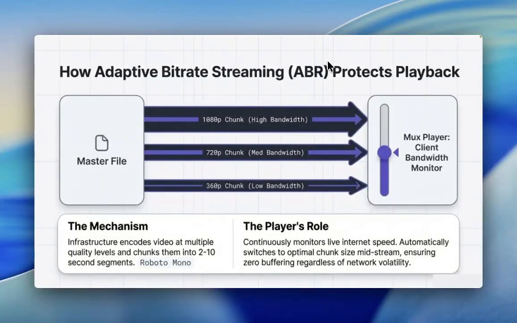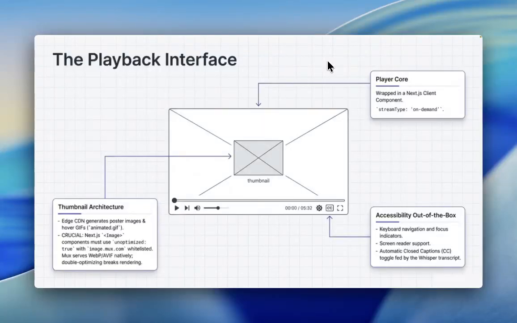So how does adaptive bitrate streaming protect playback? You have a master file, you have a 1080p chunk for high bandwidth, a 720p chunk for medium bandwidth, then a 360p chunk for low bandwidth. So the Mux player's client bandwidth monitor is the mechanism. The infrastructure encodes video at multiple quality levels and chunks them into 2 to 10-second segments. The player continuously monitors live internet speed and automatically switches to the optimal chunk size midstream, ensuring zero buffering regardless of network volatility. The playback interface, Mux Player core, is wrapped in a Next.js client component with stream type on-demand.